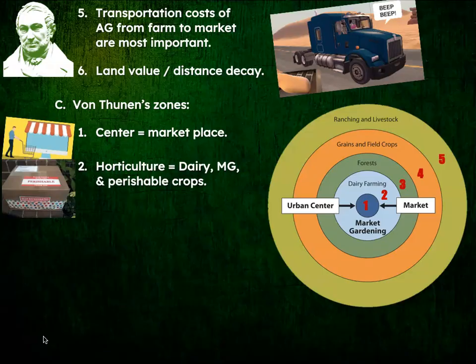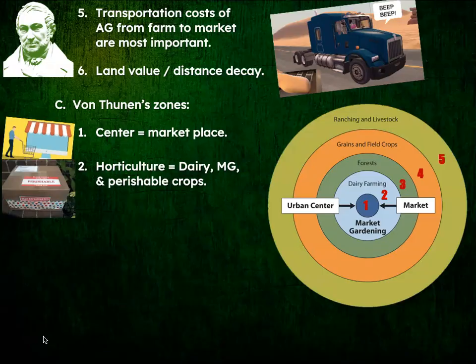Anyhow, where I was talking about there in number 2, the light blue zone, the horticulture zone. Yes, dairy farming, MG, market gardening, which you can go back and look at earlier in your notes where we talked about that. And then especially crops that have a high perishability rate, crops that you're not going to be able to keep around for long. Think about dairy as kind of the same idea: milk, eggs, cheese, things like that.